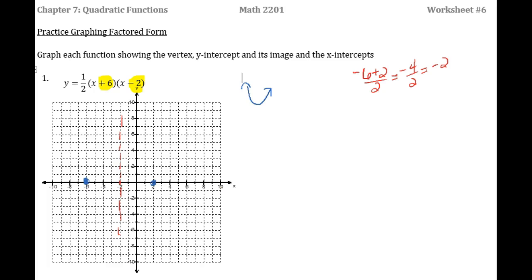And that's shown here. So we know that our vertex occurs somewhere up and down this line. It's going to have to be below our x-intercepts down in this area if the graph is going to point up. So if we take our equation, y equals 1/2, and we put in our x-intercept value for x, we'll get the y value for the vertex.